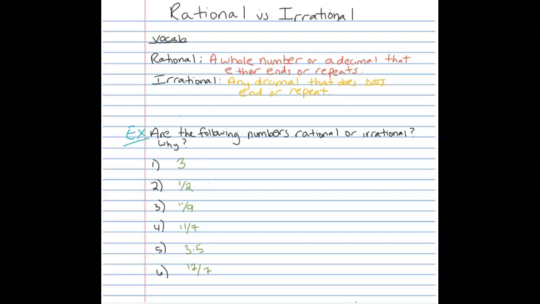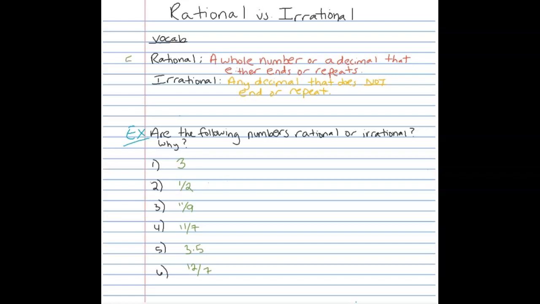What happens if it doesn't fall in any one of those categories? We would know it would have to be a decimal, but it would be some random numbers that really follow no pattern, and it doesn't end. That would make it irrational. All right? So let's come up with a couple examples right here.